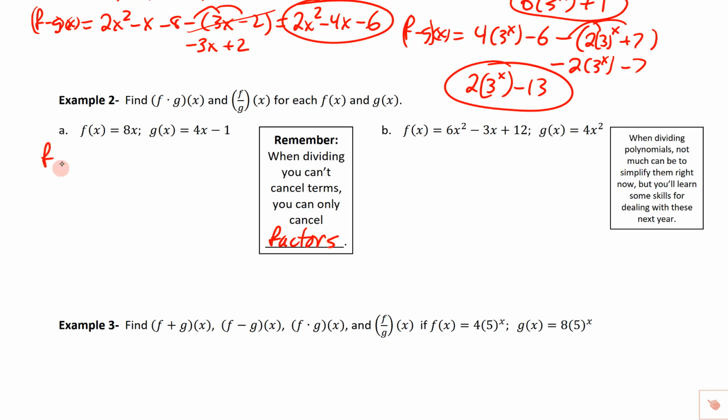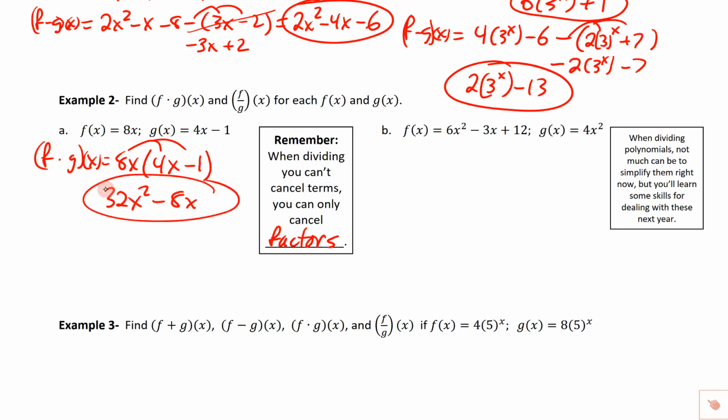So if I do f times g of x, here's what we get. We get 8x, and then we're going to multiply it with 4x minus 1. We just do some simple distributing. So this is going to be, let's see, 8 times 4, that's 32. 32x squared, and then minus 8x. So there would be the answer there. And now we're going to do the division problem. So we do f divided by g of x. We're going to have an 8x on the top, and we have a 4x minus 1 here.